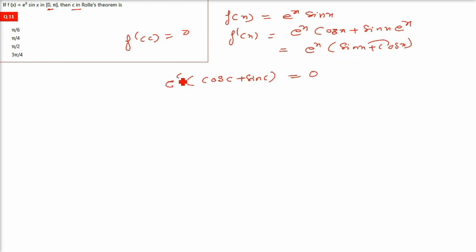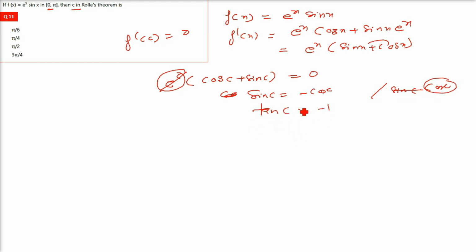Now e^c cannot be 0. e is a proper value, so it cannot be anything to the power. This will always give you some value. So cos c plus sin c has to be equal to 0. That is going to be sin c equals negative cos c. Now divide both sides by cos c so that you get tan c equals negative 1. So c will be equal to 3 pi by 4.